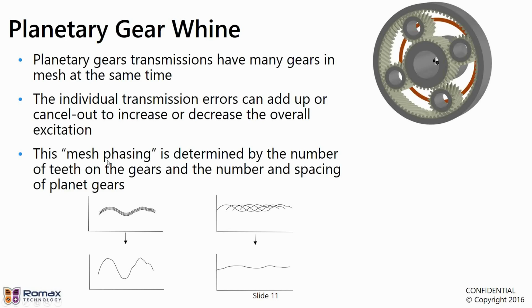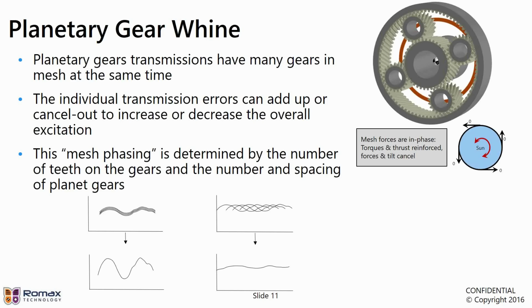And how this phasing is determined is based purely on the number of teeth in the gears, the number of planets, and the spacing of the planets, i.e. in our case 90 degrees in this example, but it could be others, and obviously if you have different numbers of planets it will be different. So those 3 parameters fundamentally determine this mesh phasing and whether you get reinforcing transmission error or cancelling transmission error. Different combinations of these parameters will give you different results.